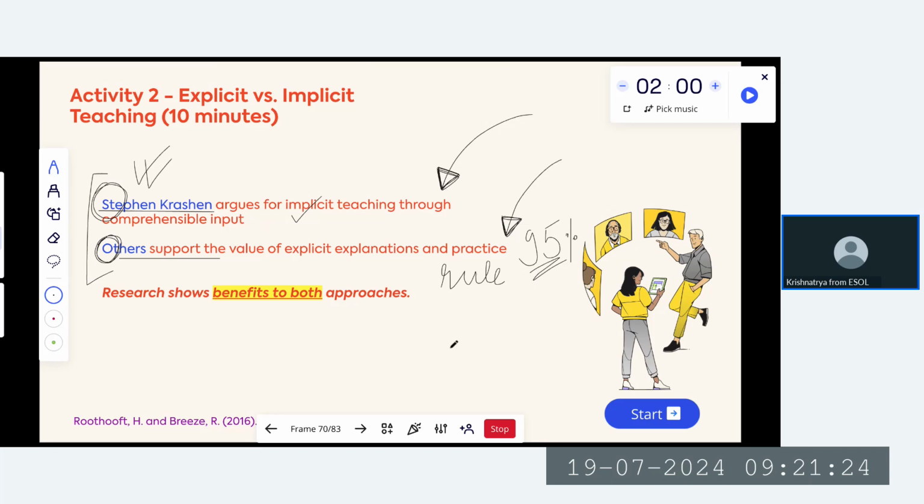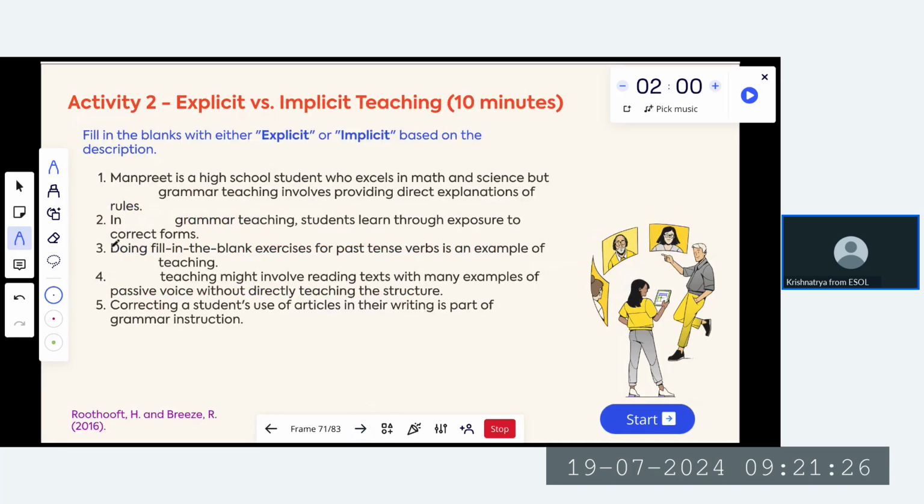I've written 4 sentences here, and there are some blank spaces. Fill in the blank spaces with either explicit or implicit. Please do this yourself. There's no rush. Take 4 minutes to do this, and then we'll check the answers together. If you understand the game, show me a thumbs up. Okay, time starts now.